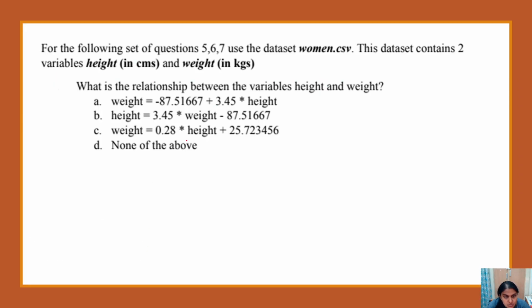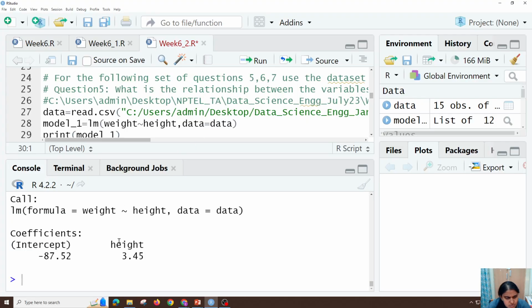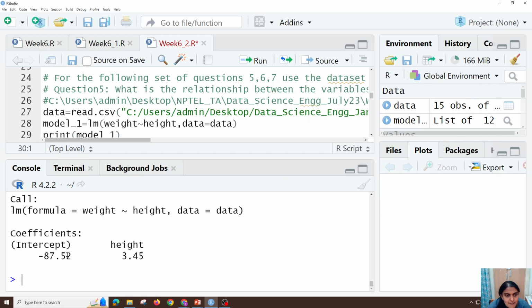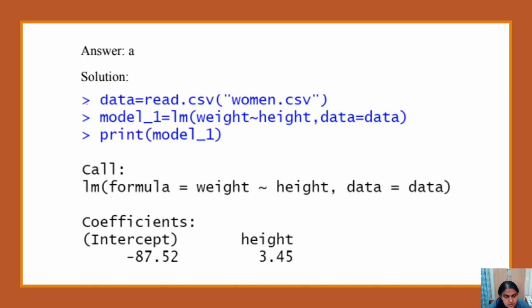In our question just the relationship was asked: -87.51667 and 3.45, okay. Those are the values, 3.45 and minus 87.52. I have given the code snippet also, so this is what we'll be getting. The answer is A. Please explain row equal to 1.